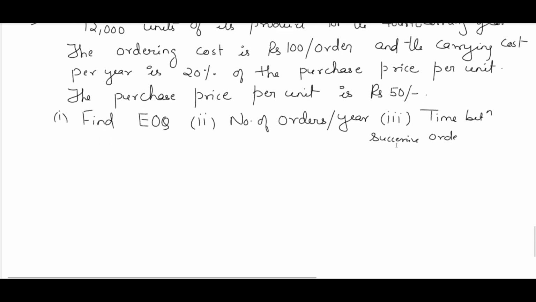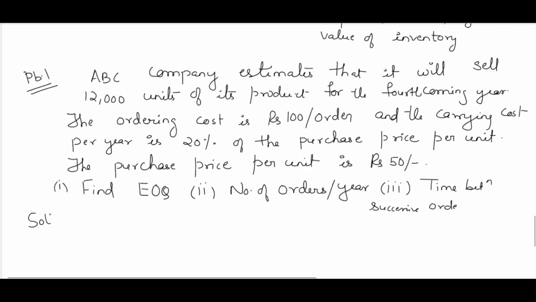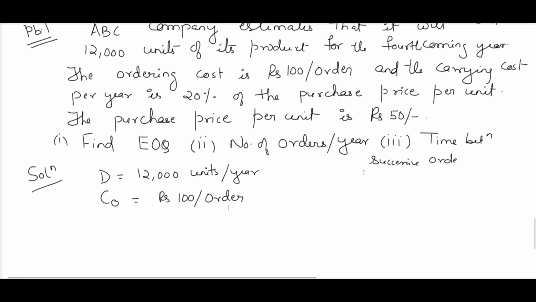So now we will work out the problem. Before starting the problem, first we should note down the given data. What is the demand? D in this case is 12,000 units per year. Then ordering cost is given, CO. Ordering cost denoted by CO is rupees 100 per order. Then carrying cost per year is 20% of the purchase price. So that means your I is equal to 20%, that means 0.2. And purchase price per unit, capital P, is rupees 50 per unit. Okay.